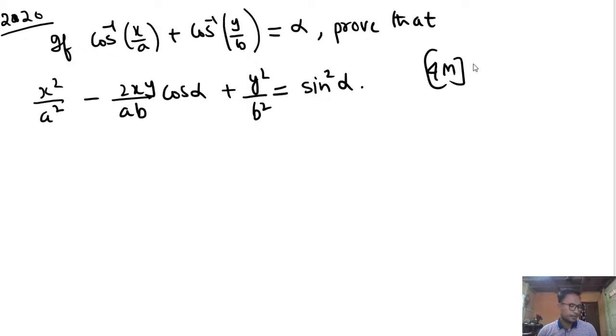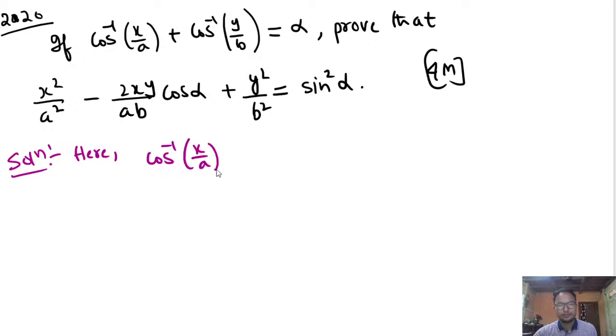Okay, now here we have cos inverse x by a plus cos inverse y by b equal to alpha. Now alpha is an angle, that is, a constant, so when we differentiate it we get zero. The left side is a sum of two terms. So let's try to differentiate.